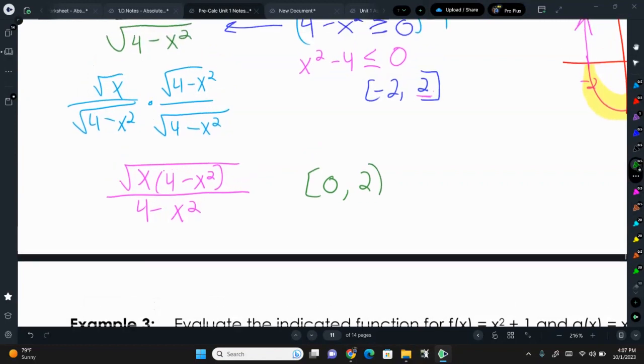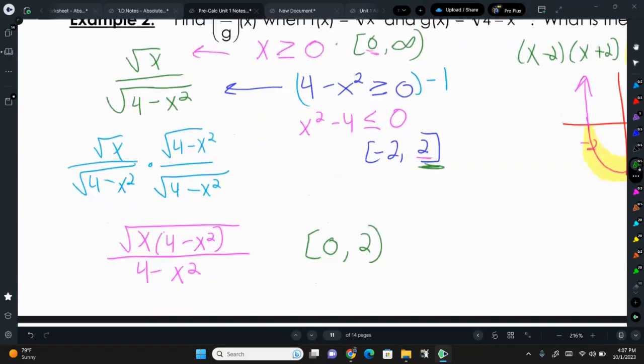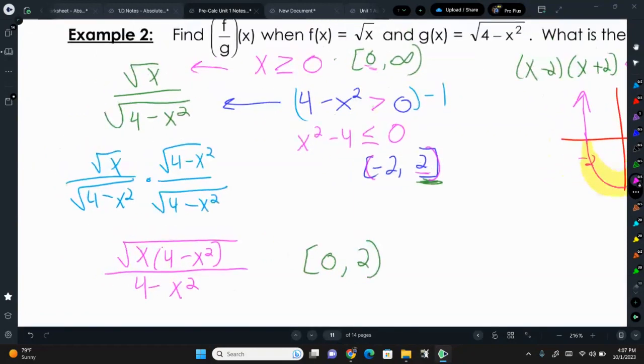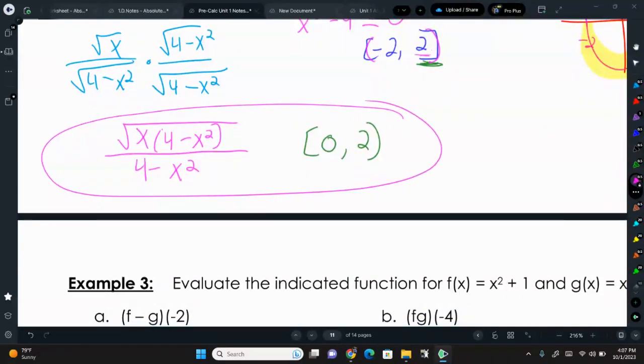And notice how I changed this from a bracket to a parenthesis, because it's in the denominator. So it should have been a parenthesis. It should have been this the entire time. Parenthesis, because 2 can't be included. We can't have 2 plugged in. So that'd be our final answer.